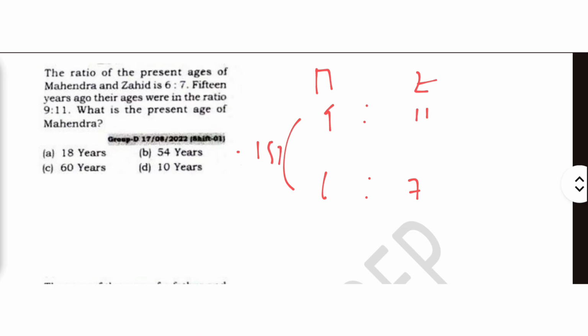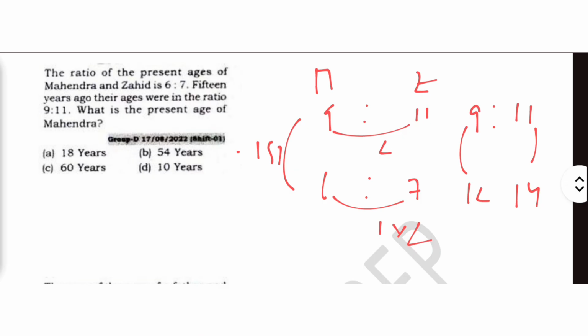What did I tell you yesterday? Immediately check if they are balanced. Difference is 1, difference is 2. This is not balanced. So what we have to do, we have to balance this, multiply this by 2. So 9 is to 11, and 6 2s are 12, 7 2s are 14. Now this is balanced.